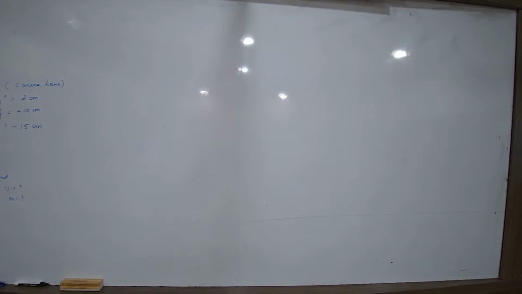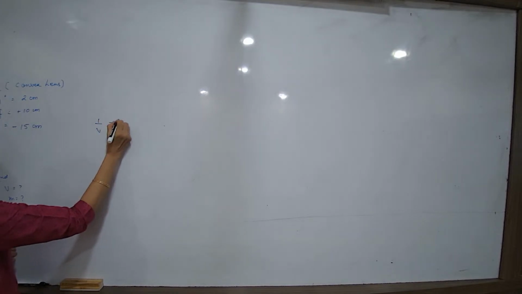What will the formula be? Lens, same thing. Yes, correct. The formula will be 1 upon V minus 1 upon U.